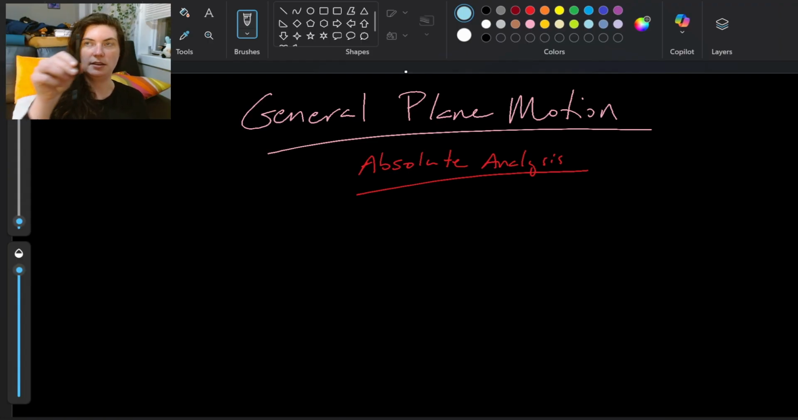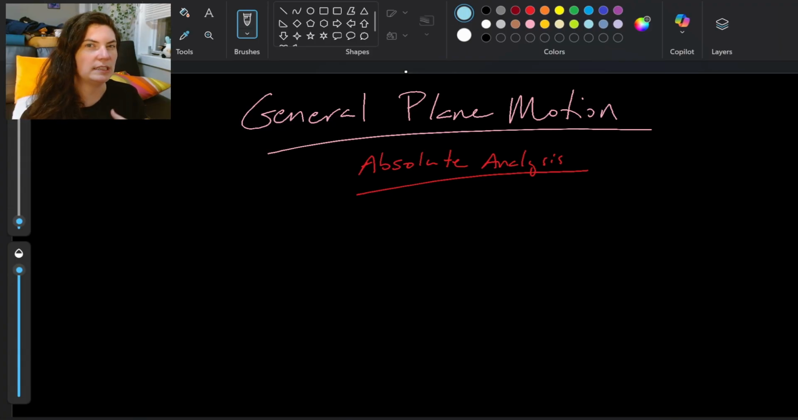So like my pen, let me use a brighter pen here that you can see a little better. My pen moving and rotating at the same time as it moves through the plane. This general plane motion is what we're going to be talking about in the next several videos, because this is our most complicated form of motion that we're going to see in our planar kinematics. So in this video today, we're going to start with general plane motion in an absolute analysis.